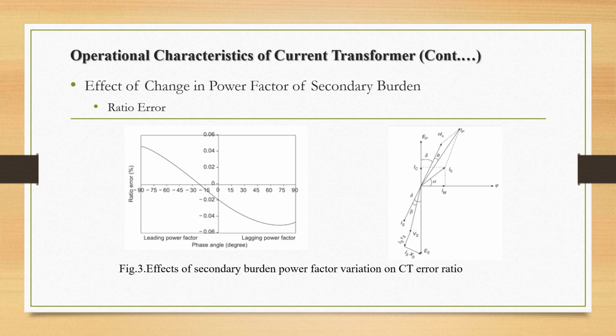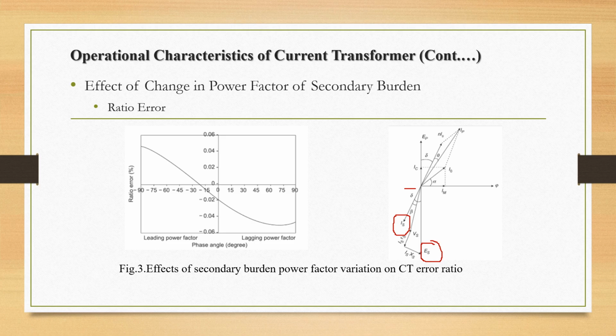So first of all, power factor will be either leading or lagging. Leading or lagging means it is inductive. The phasor diagram that we are seeing is for lagging power factor. For lagging power factor, we can see the secondary current will lag the secondary induced voltage ES. So the phase difference, that is this sigma, that phase difference is positive.